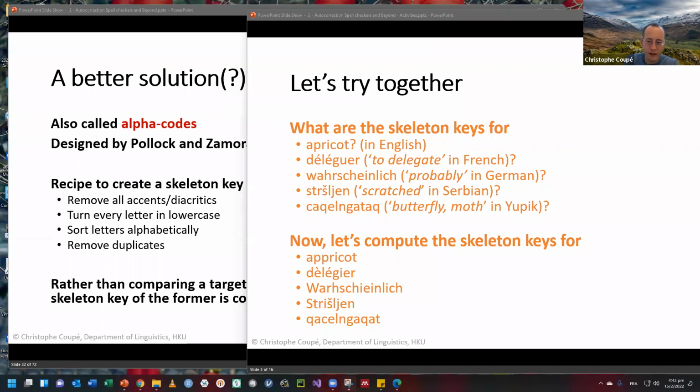It's the same, right? Okay, yeah, you guess right. Hassan, the same, yeah. So you see that if you would check apricot with 2 P's and apricot with 1 P, you would end up with the same skeleton key.